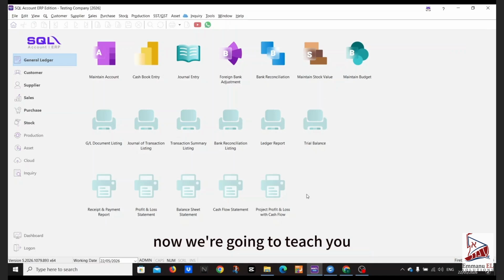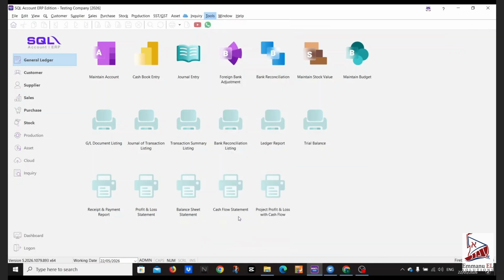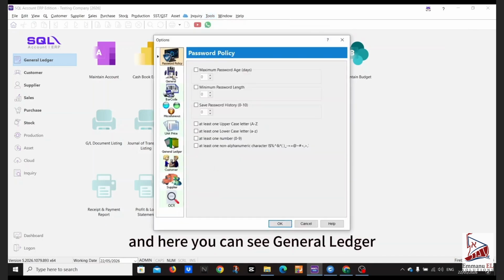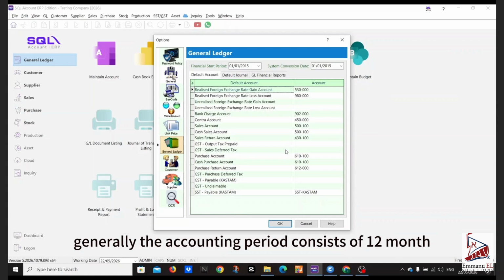Now, we're going to teach you how to set financial start period in SQL. You have to go to Tools, go to Option. Under here, you can see General Ledger. And you can see Financial Start Period and System Conversion Date. Financial Start Period is the first day of accounting period. Generally, the accounting period consists of 12 months.